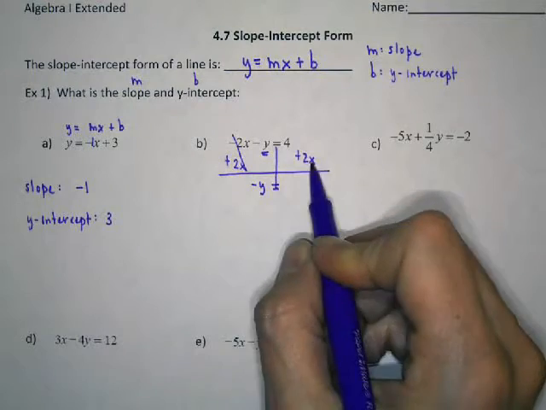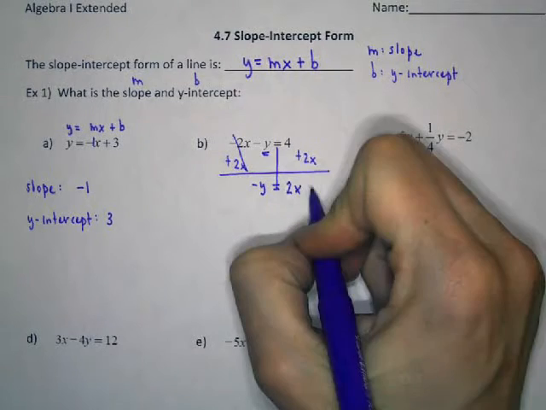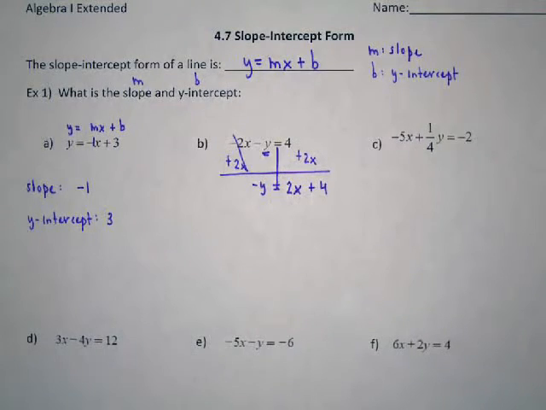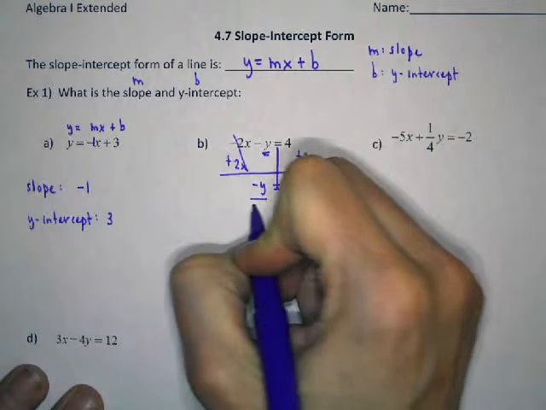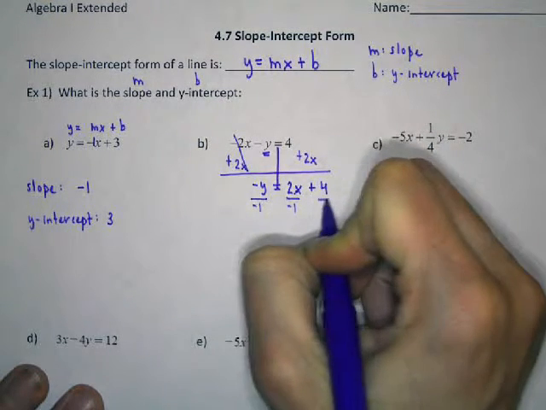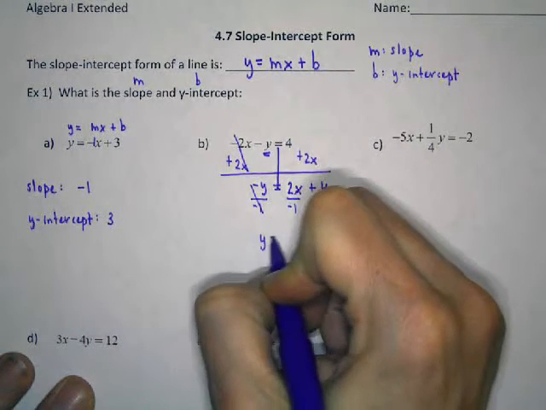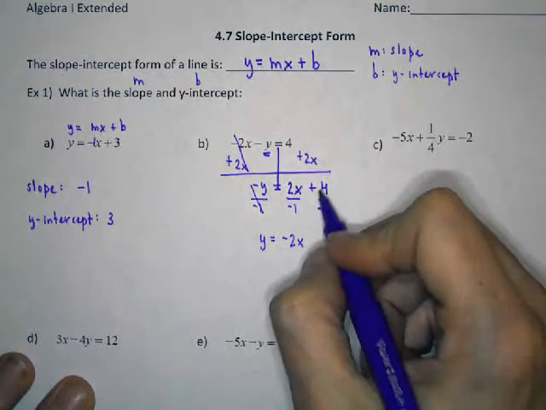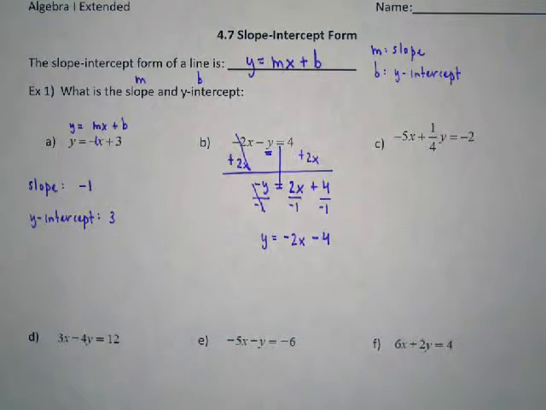So now I'm going to take my x term first. It's a positive 2x. And then I'm going to grab my constant, which is a positive 4. So now I'm almost there, but I have a -y, which I don't want. So I'm going to divide by -1, and again, all of my terms need to be divided. So now that's going to give me y equals 2 divided by -1 is a -2, and the x comes with. 4 divided by -1 is a -4. So now I'm in slope-intercept form.